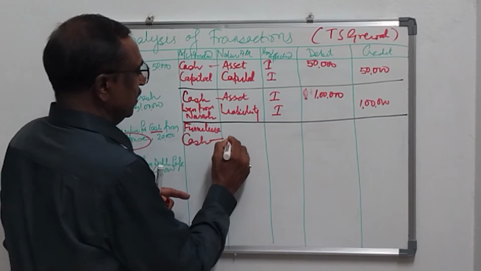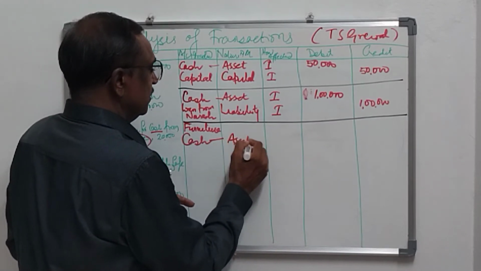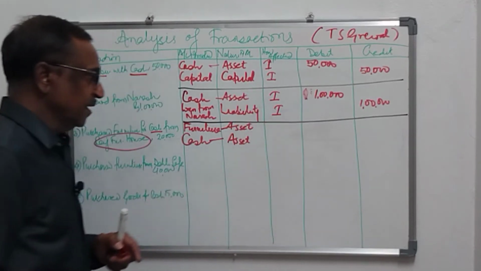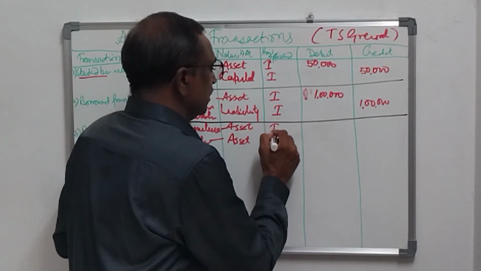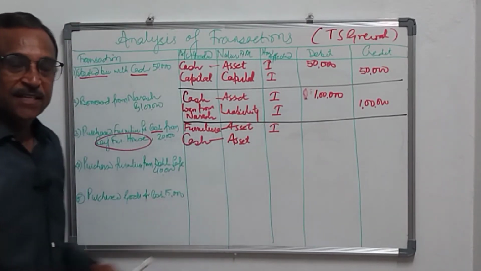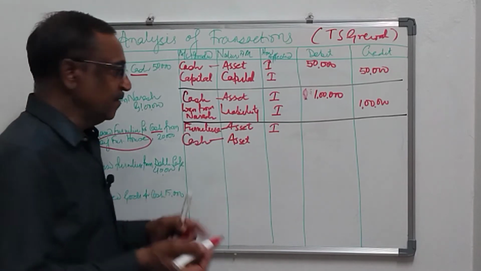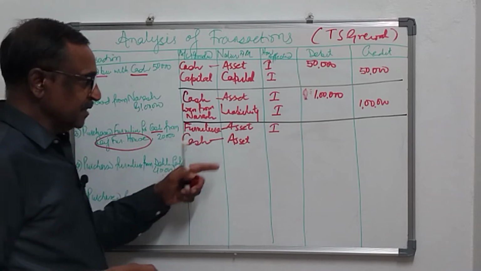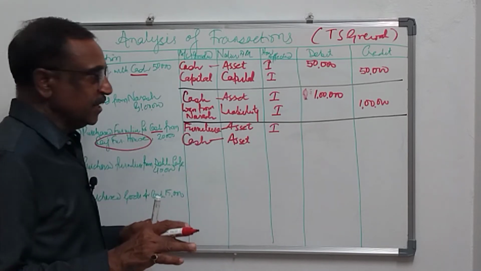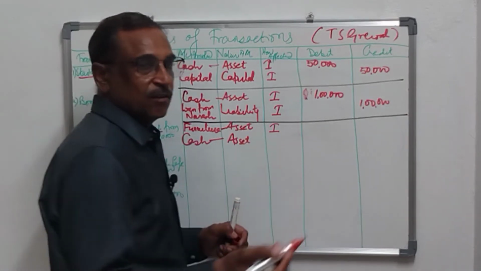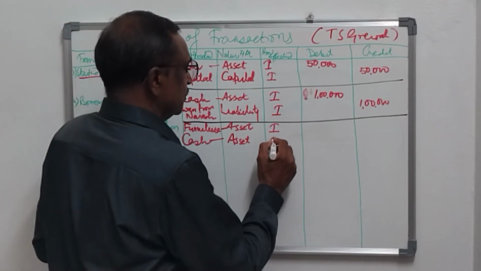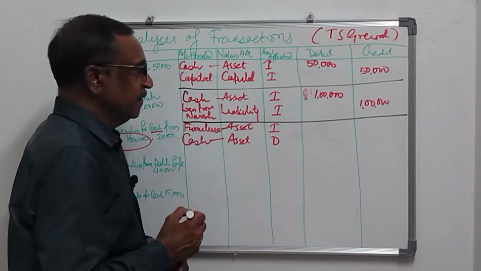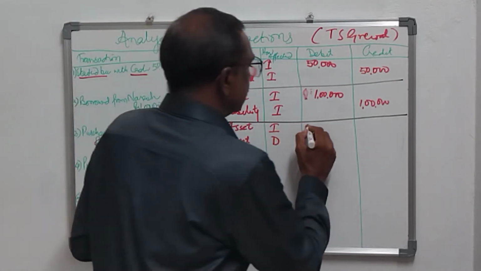So cash is your asset. Furniture is also your asset. Furniture is increasing because there was no furniture earlier. Now the furniture has been purchased, so it will increase the value of furniture. And cash, being an asset, is decreasing because you are paying in cash. So this is a decrease. Okay. Amount is 20,000.